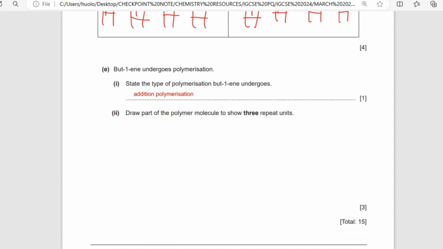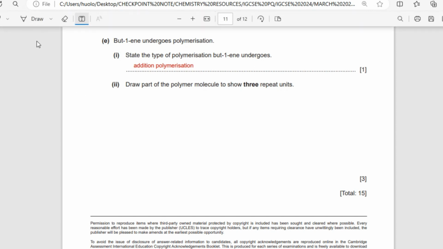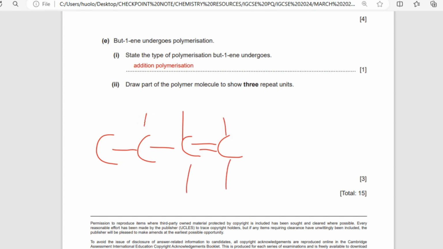Now we are making progress. Okay, it seems to be the last question. Now draw part of the polymer molecule to show 3 repeat units. Now please note that in our last diagram I drew butane in this fraction. Okay, I think this is how it was drawn in this fraction.